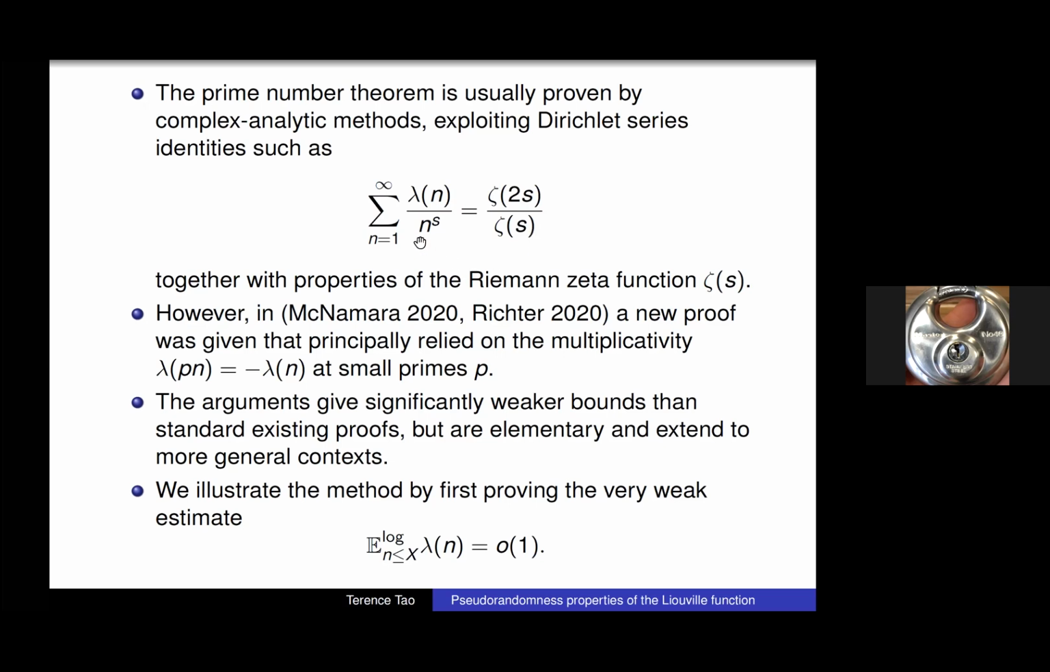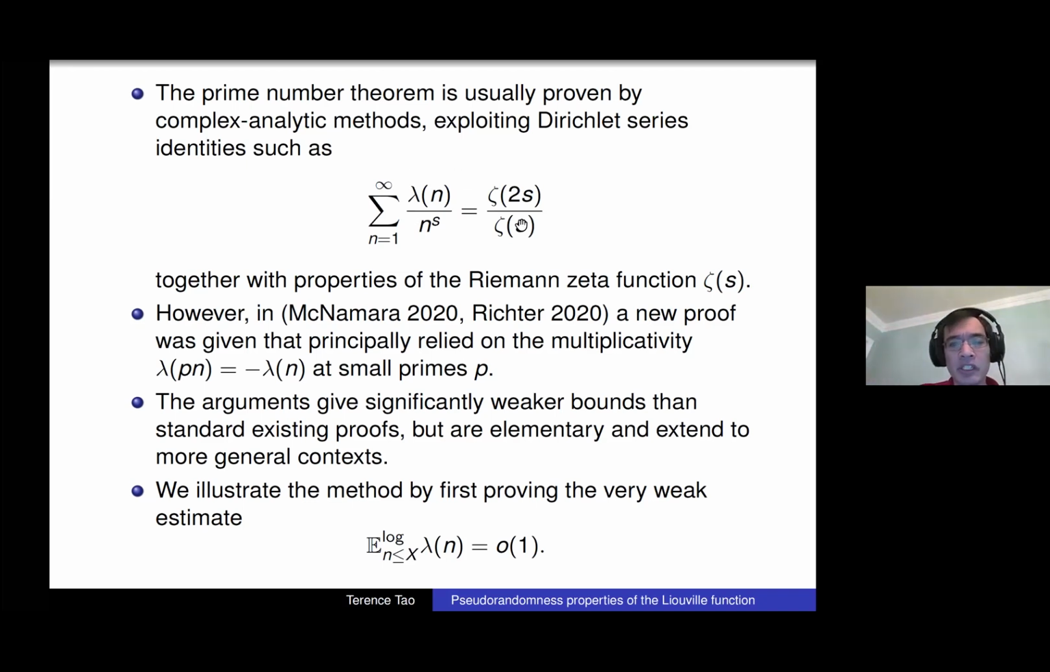Okay, but there are non-complex analytic proofs. Famously, Erdős and Selberg have an elementary proof, and there are a couple of other elementary proofs in the literature. In fact, just last year, there were two simultaneous proofs that were very closely related. One by my student, actually, Redmond McNamara, and then one by Florian Richter, which also gave a proof of the prime number theorem, which I will spend a little bit of time on here, because it serves as illustrating some of the ideas I'll talk about later.